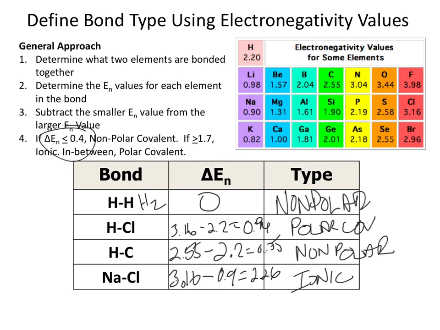So far so good. We've got nonpolar, again because it's diatomic; polar covalent because delta EN is greater than 0.4 but less than 1.7; again, less than 0.4, so it's nonpolar; and then we have ionic.